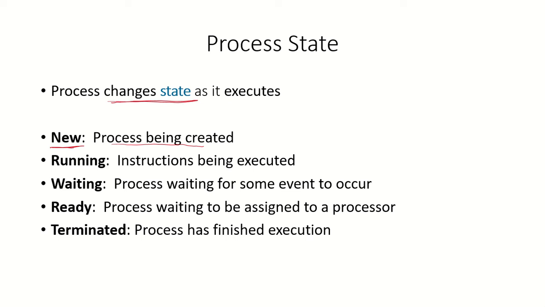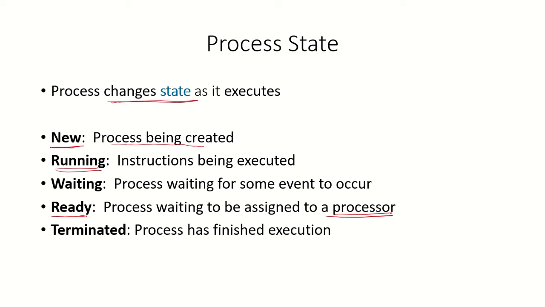When the process is brought to the main memory for execution, and it would be waiting for the CPU, then we say it is in the ready state. The ready state means that the process is waiting to be assigned to a processor. Once a processor has been assigned to a particular process, then the process starts running. That means the instructions are being executed. So in the running state, the instructions of the process are being executed.